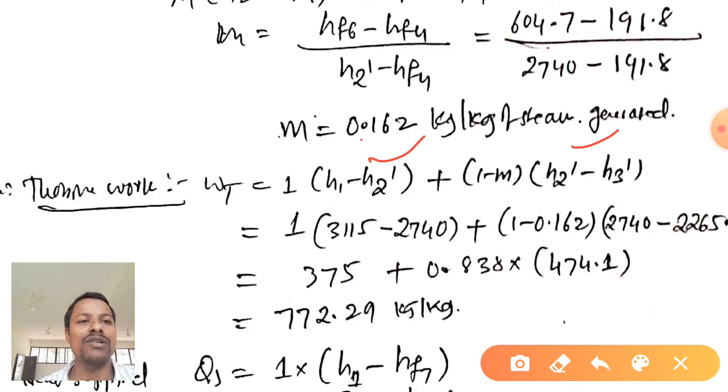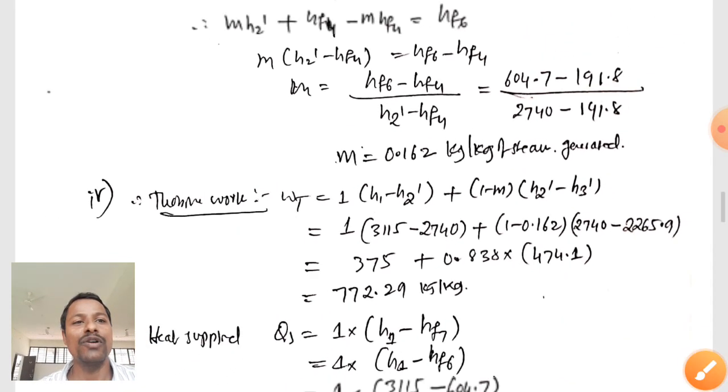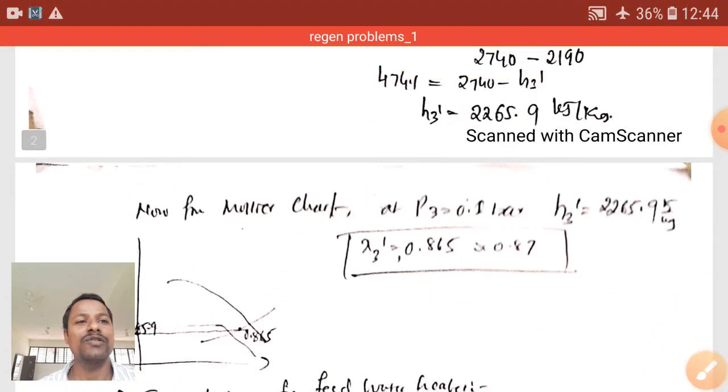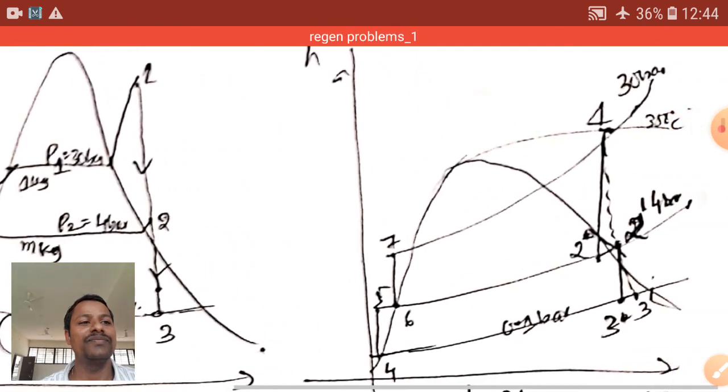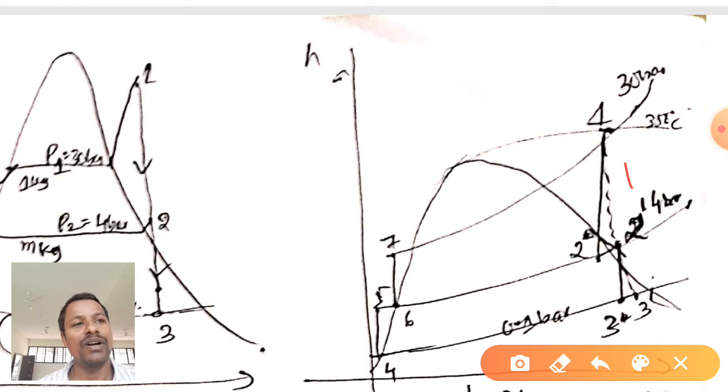So that is 1 into H1 minus H2 dash plus 1 minus m into H2 dash minus H3. If we look at the line diagram, it will be more clear, that is an HS diagram. Here I have 1 kg which is flowing, but its actual outlet condition is 2 dash. Therefore 1 into H1 minus H2 dash is the first stage turbine work, and again H2 dash minus H3 dash is the second stage turbine work. It is not H2 minus H3.